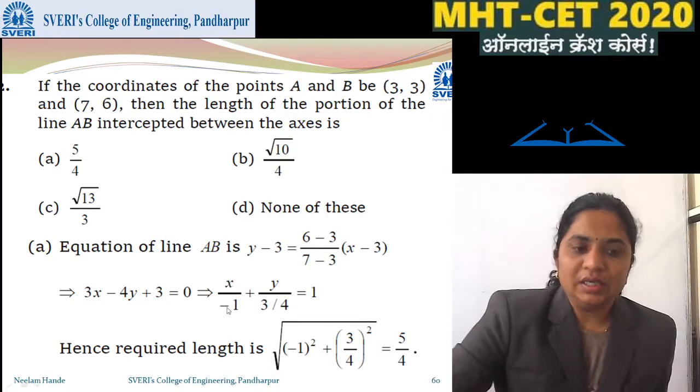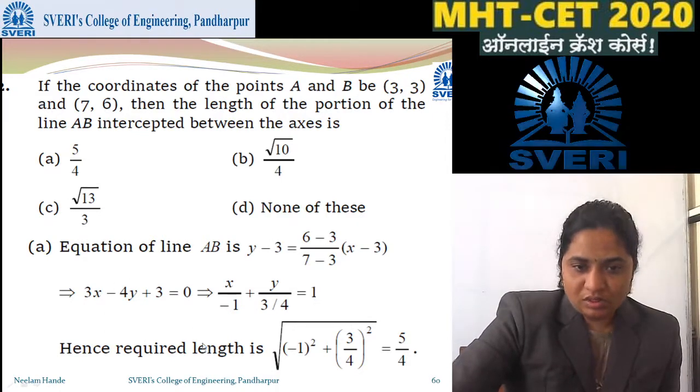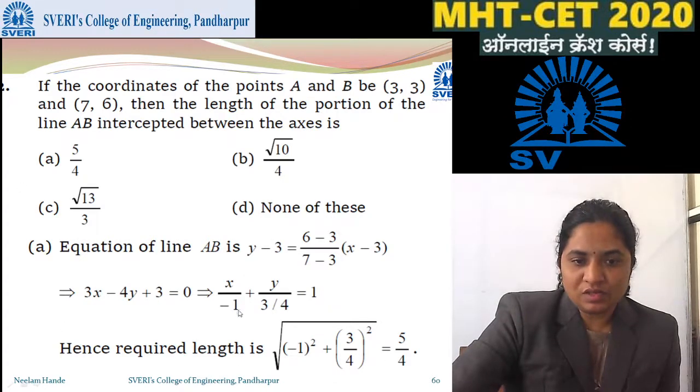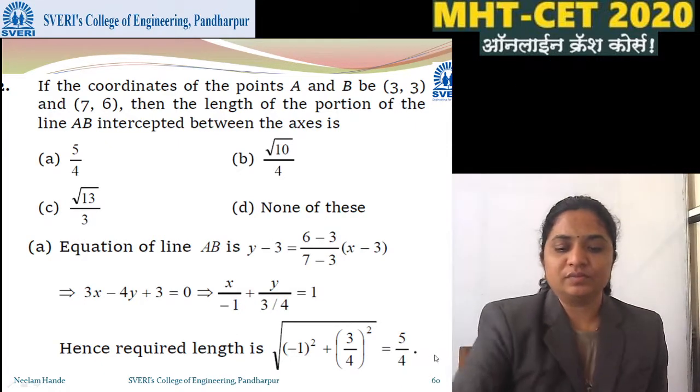We have written it in intercept form. So try to write x upon a plus y upon b is equal to 1. So this is the intercept form. Hence the required length is square root of a square plus b square. A is minus 1, b is 3 by 4. So it is 5 by 4.